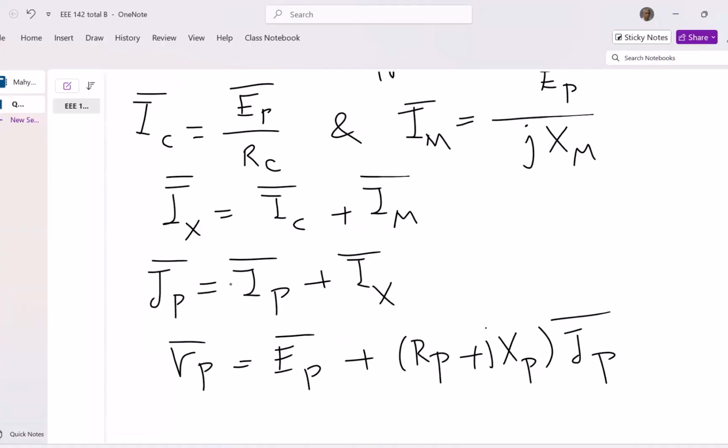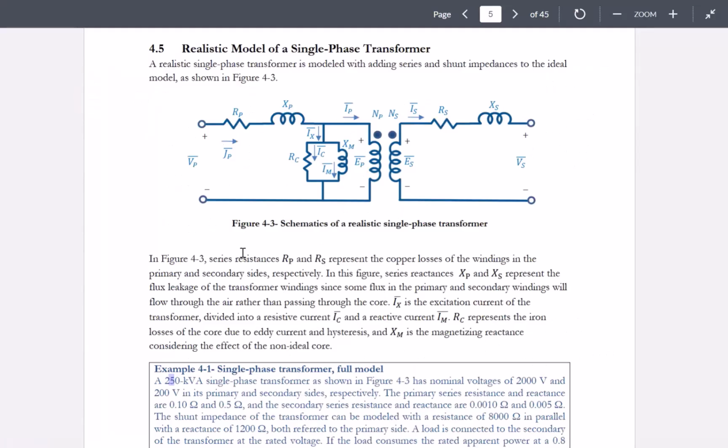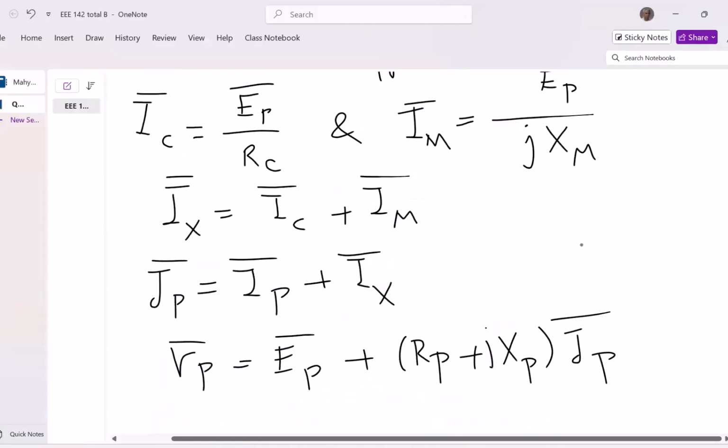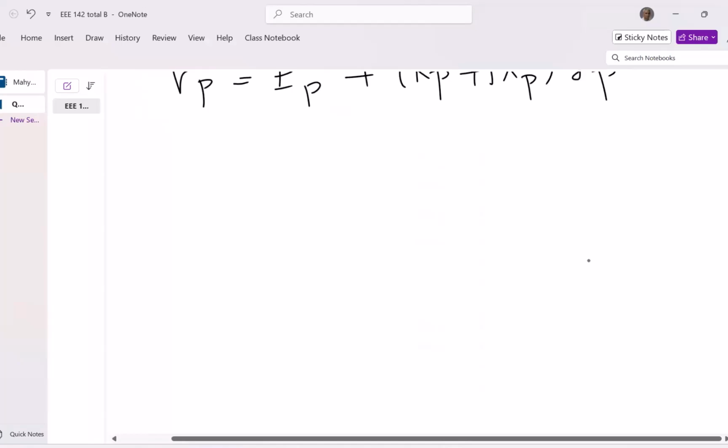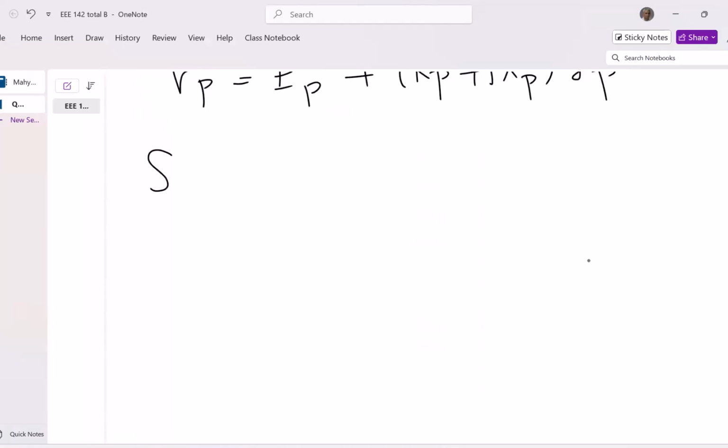Now, in extra to what was required, let me ask you a few more questions in here. Can you give me the complex power that is sent by the source? So if the source is connected here, how much complex power would be sent by the source? VP times conjugate JP, correct? So S on the primary side would be VP times JP conjugate.